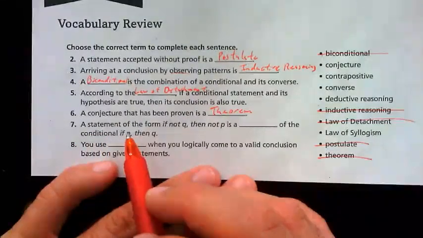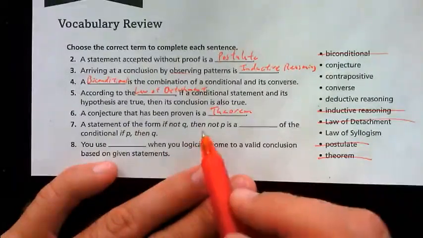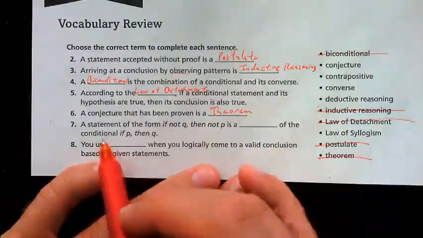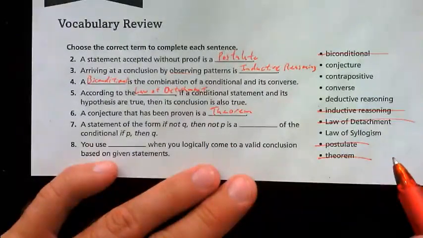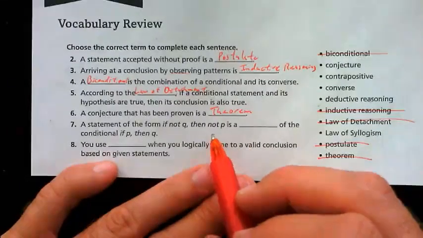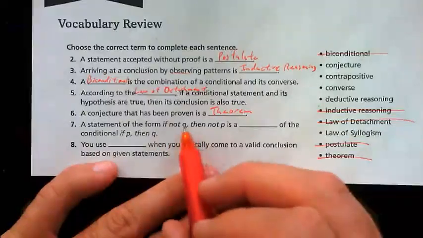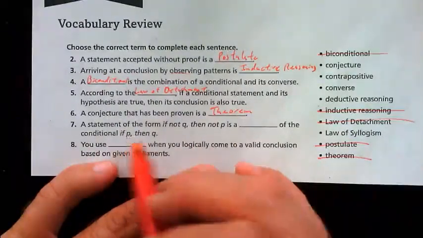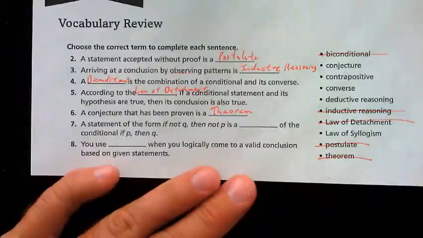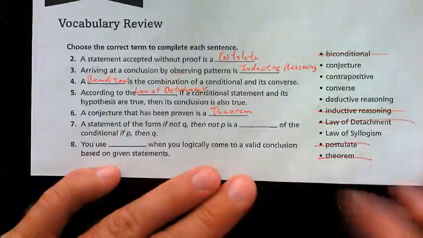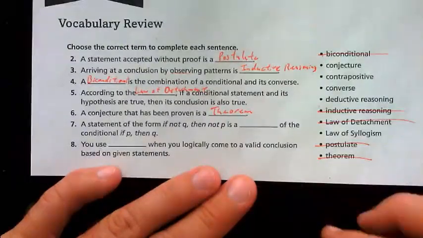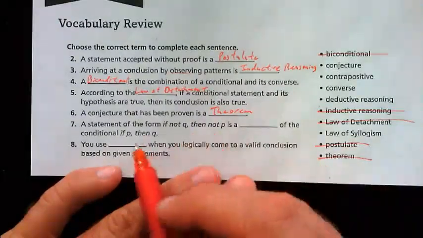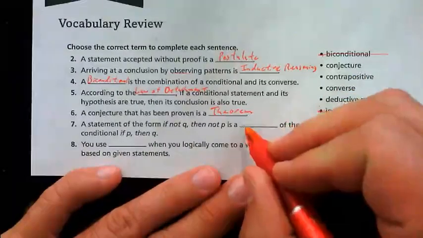A statement of the form, if not Q, then not P, is a blank of the conditional, if P, then Q. So this is an inverse when you add in the word not. You're negating both statements. But then not only did we negate them, we also switched them. So this was Q and P, whereas originally it was P, then Q. So switching them makes it a contrapositive now. So again, converse is when you only switch. Inverse is when you only negate. Contrapositive is when you do both. So since we negated and we switched, it was a contrapositive.